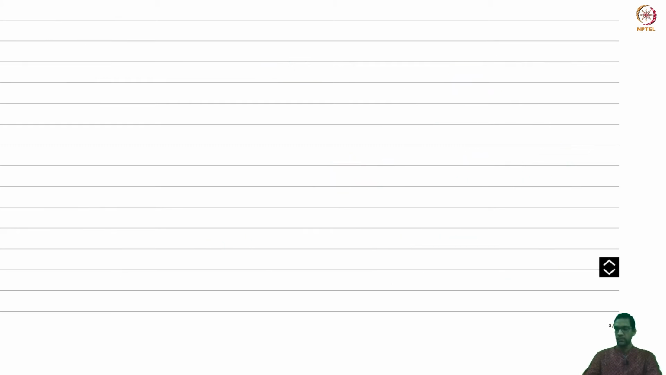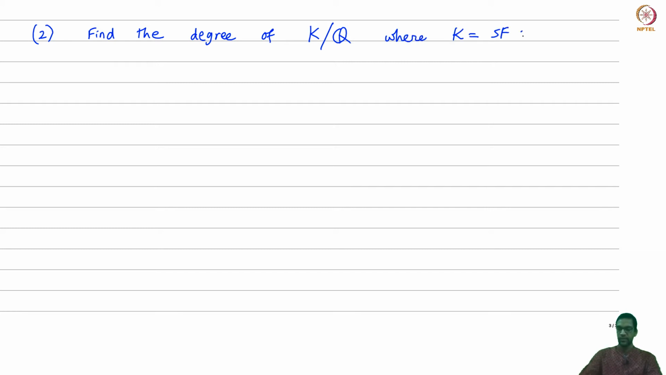Okay, let's move on to the second problem. So again, let's compute the splitting field. Let's again take the base field to be Q, and find the degree, in fact, of K over the base field Q, where K is just the splitting field of the polynomial x to the 4 plus x squared plus 1.